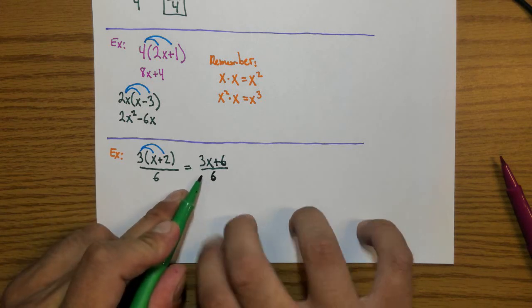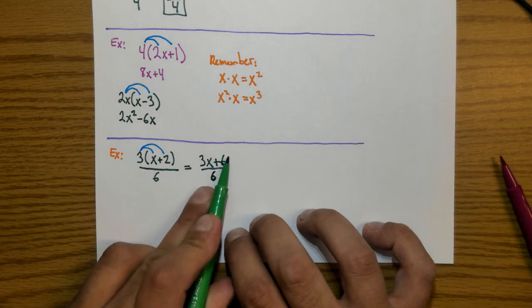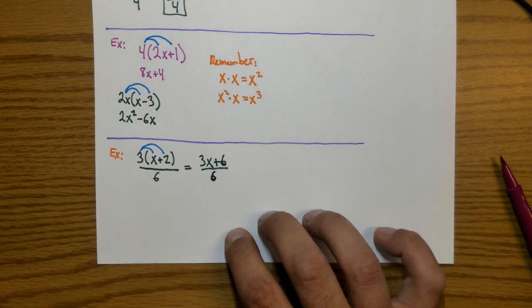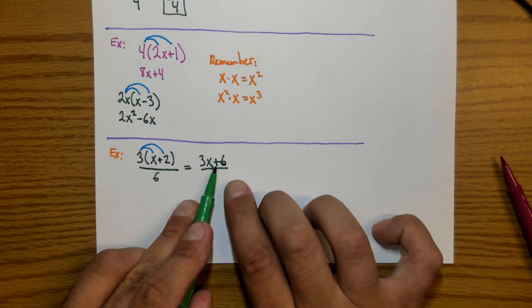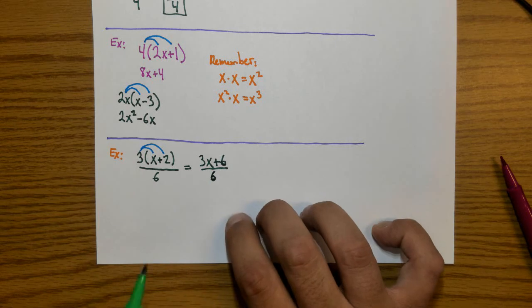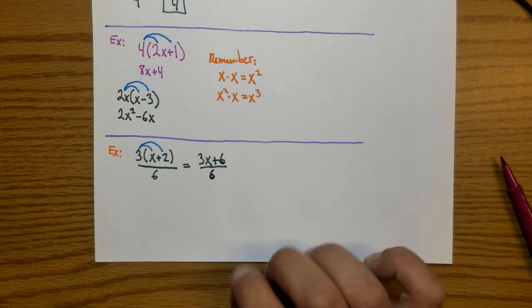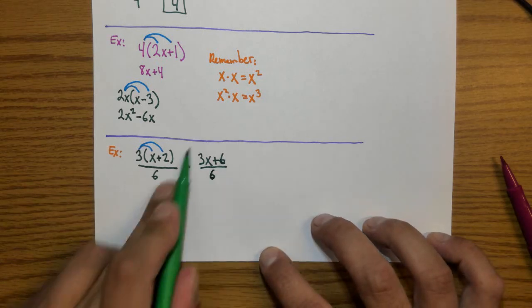And you may be asking yourself, well, Mr. Lucero, there's a 6 here, there's a 6 here. Can't we just cancel them out? We can't, because this 6 is connected to this 3x through addition. And we can only cancel out factors, meaning that we can only cancel things out if they're connected to other things by multiplication. We will take a look at an example like this in a moment, so hold on to that.